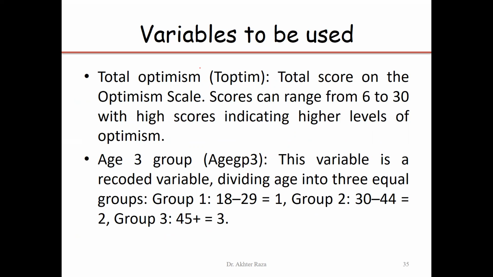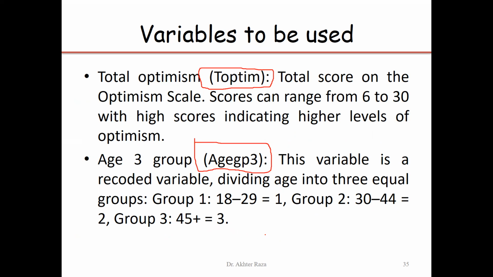TOPTIM is the name of the variable. TOPTIM stands for the total optimism in participants. The second variable is AGEGP3, which stands for age group 3. This has three levels: level 1, 18 to 29; level 2, 30 to 44, the middle age group; and level 3, the senior age group, which is 45 and above.